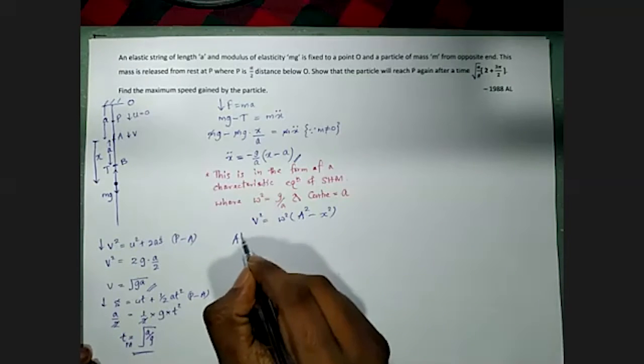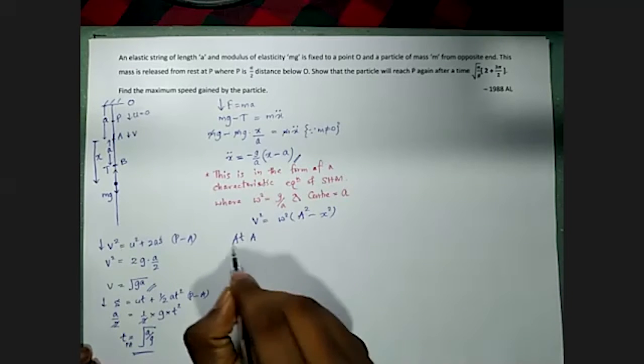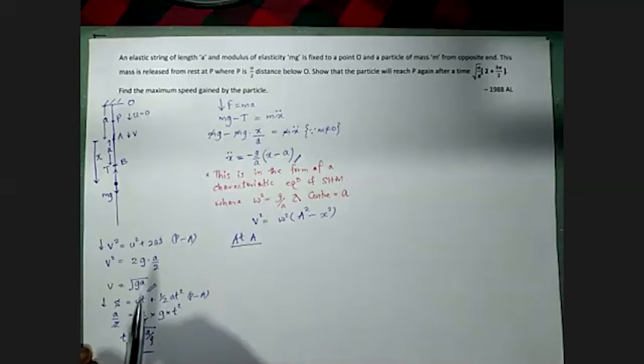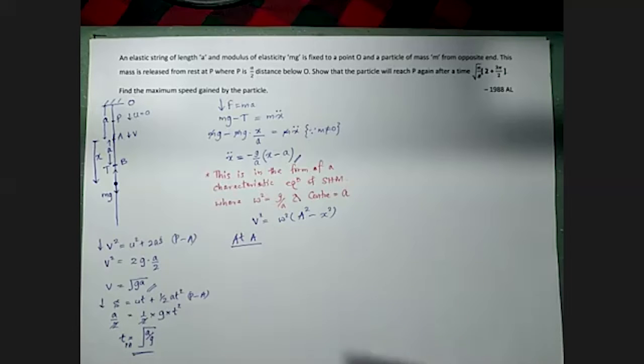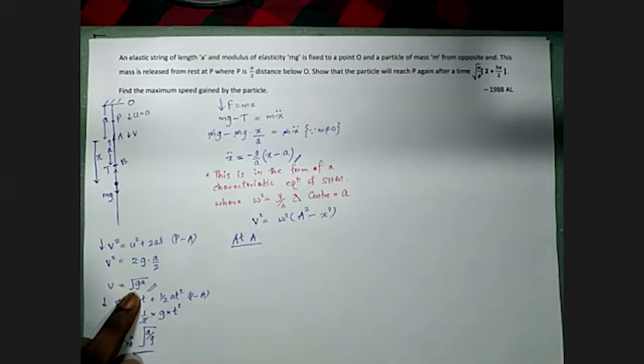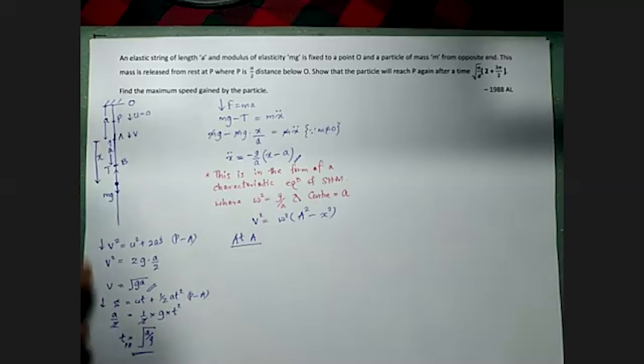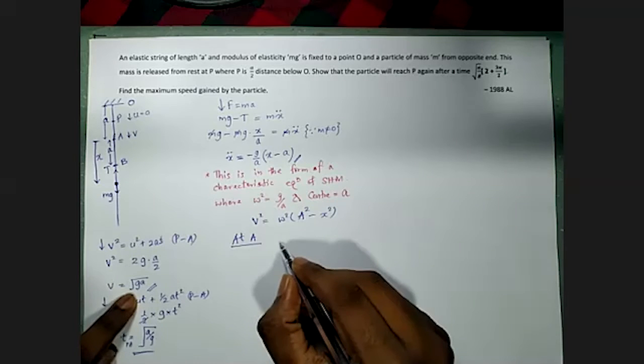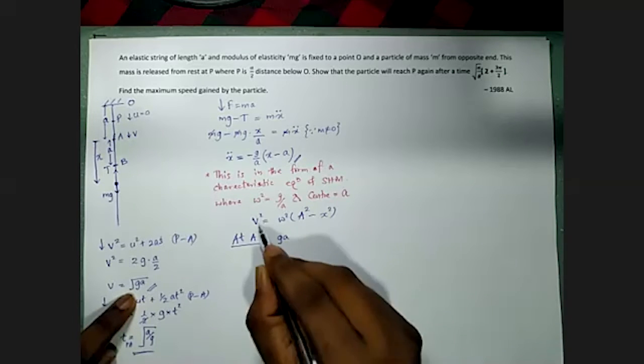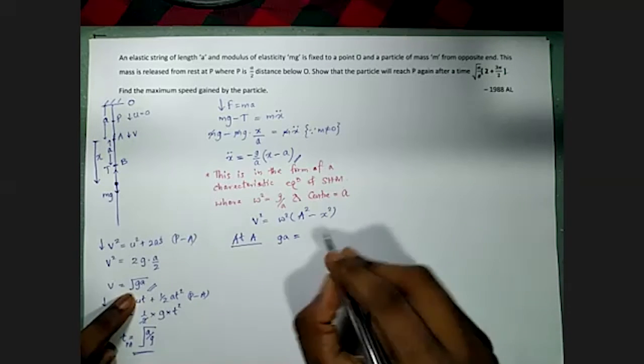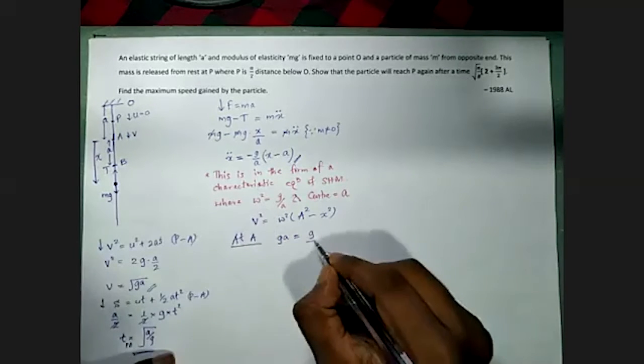Now I have to apply this equation for point A, because the velocity of the simple harmonic motion is known only at point A. We know the velocity only at point A. Therefore, I have to apply this equation for point A. At point A, the velocity is square root GA. Velocity V is calculated here, that is square root GA. We have to take the square, then it becomes GA equal omega square. Value of omega is G divided by A.